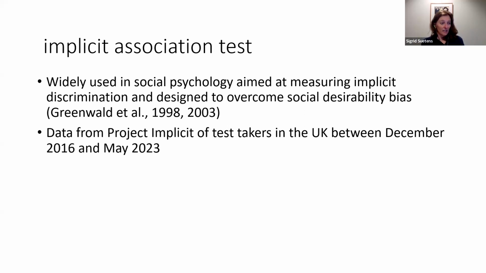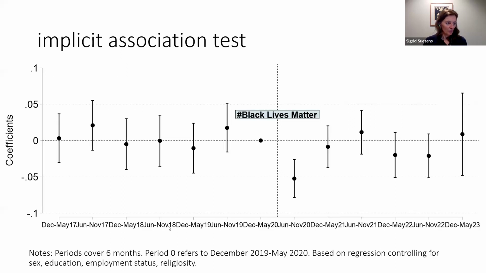There's data available from Project Implicit of test takers all across the world, and also in the UK, between December 2016 and May 2023. We looked at this data, and we first thought, okay, let's take this as a measure of genuine discrimination and see what happens. And then we found the following.